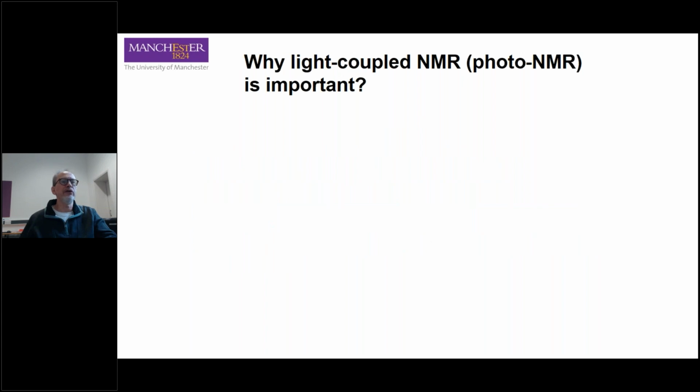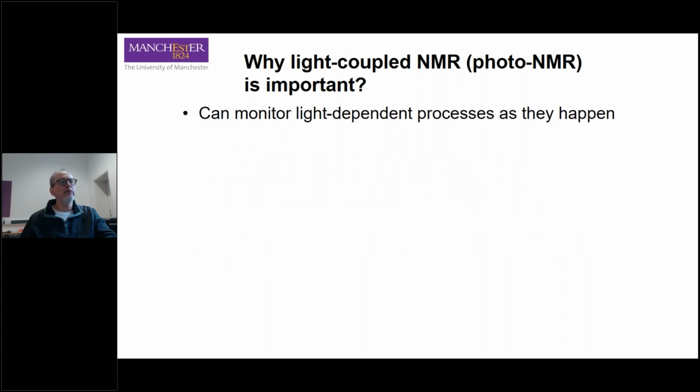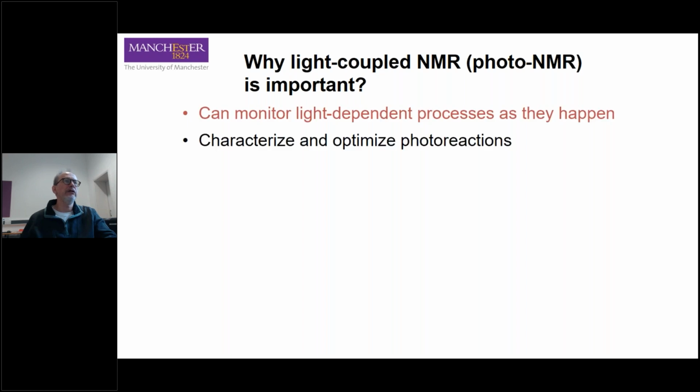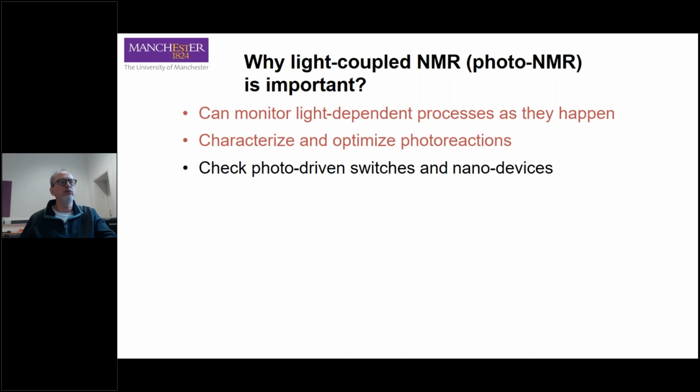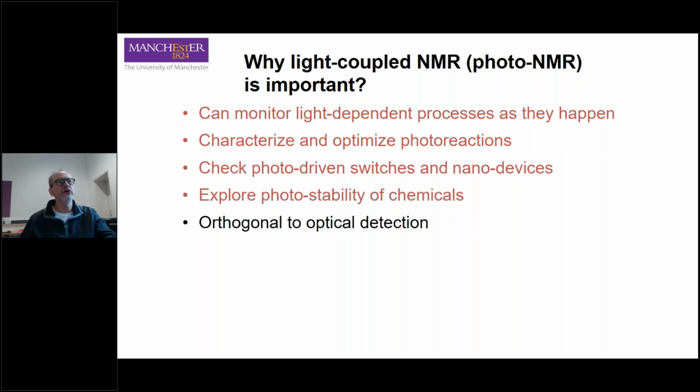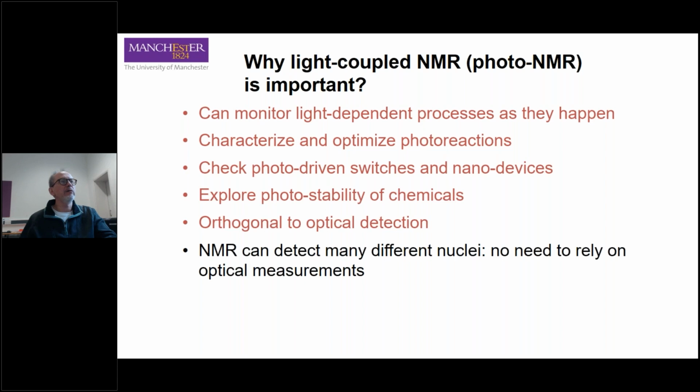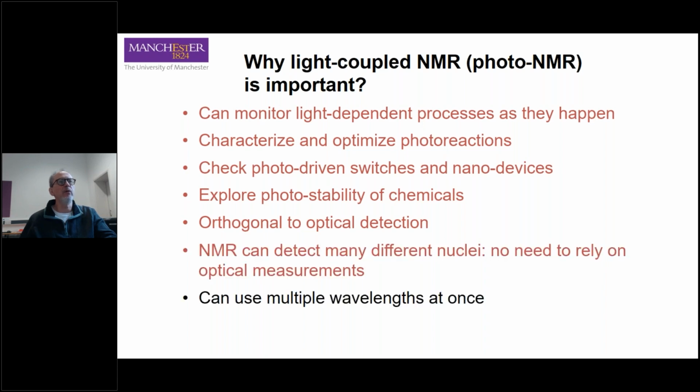So, why is photo NMR important? It can monitor light-dependent processes as they happen, judged by NMR spectra acquired during the actual illumination. So it would allow us to characterize and optimize photoreactions, check photo-driven switches, nano-devices, and smart materials, and explore photostability of chemicals. This method is orthogonal to optical detection and can be used with many different NMR active nuclei. It doesn't rely on optical measurements and allows using multiple wavelengths all at once with precise control.